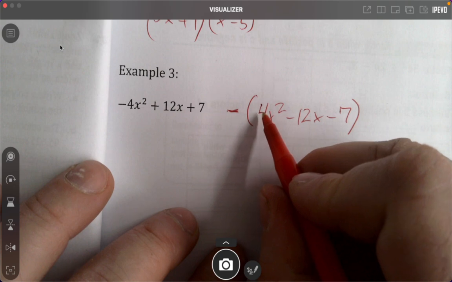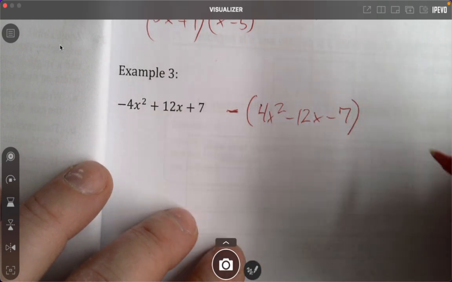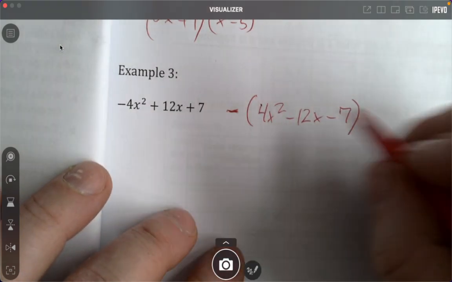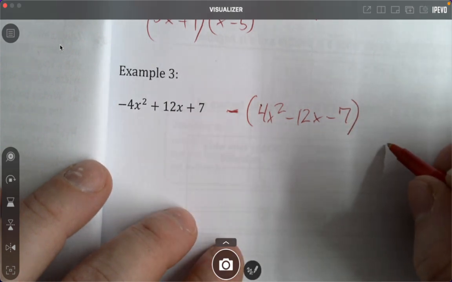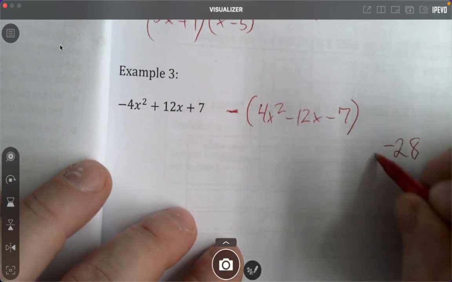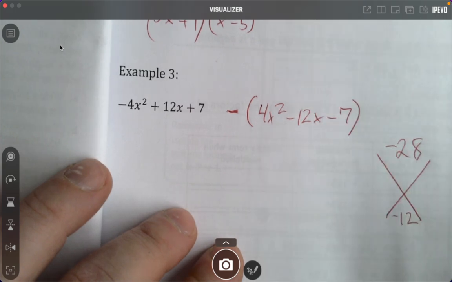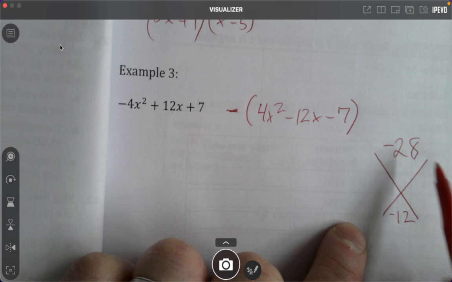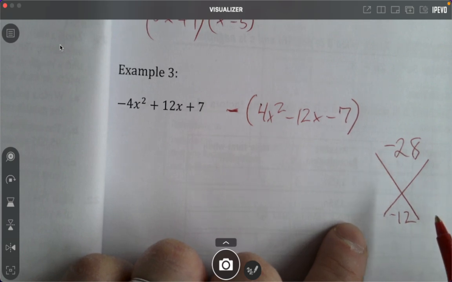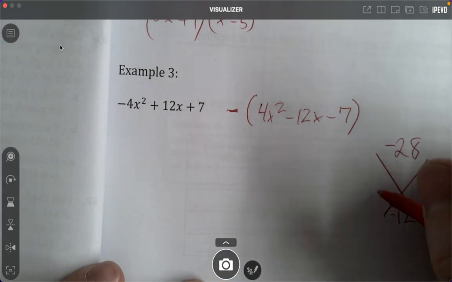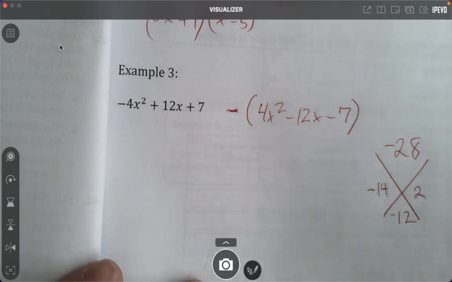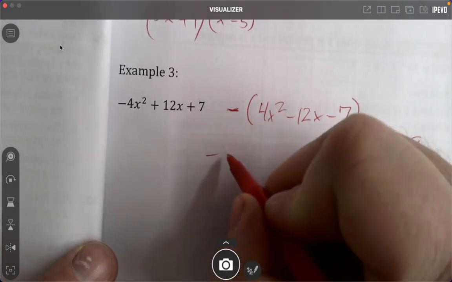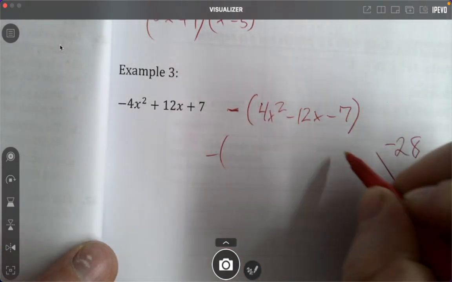So AC method, let's do it. 7 times 4, negative 7 times 4 is negative 28. Split it up, it's going to add up to negative 12. Okay, this is more interesting. I'm thinking 7 plus 4 won't do it. 14 and 2 will. And I want it to be negative, so negative 14, positive 2. Here goes. Keep the negative the whole time.